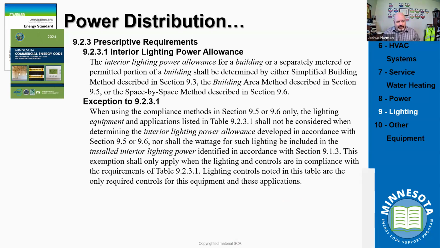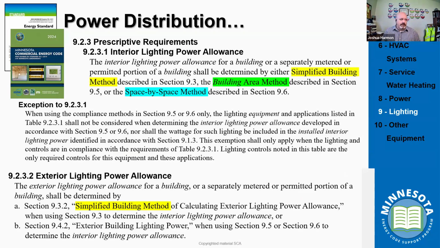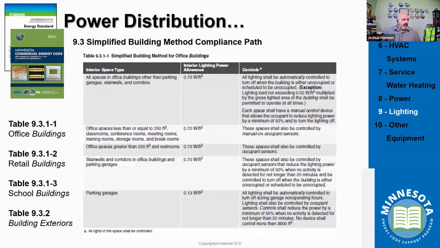Again, so we're calculating what are the different interior lighting power allowances? How are those different for maybe the power and operations as a whole? And again, separating them out by those different calculation methods, using those different tables.